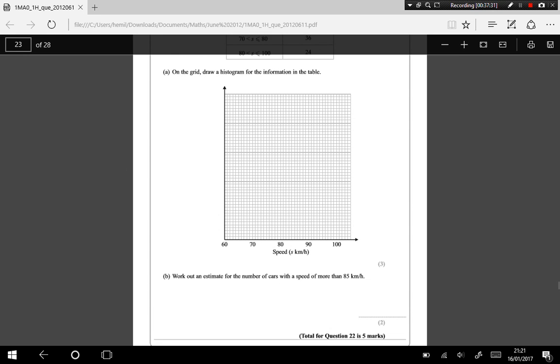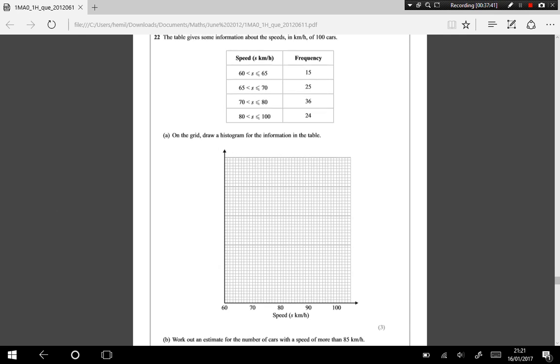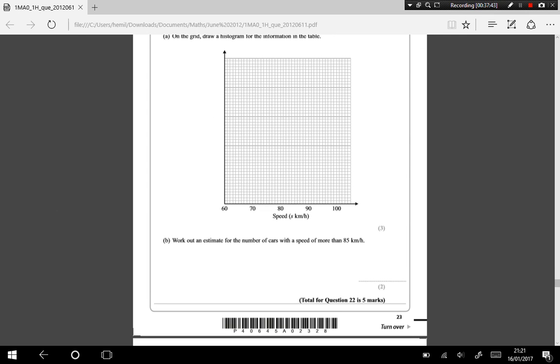And now heading to the next question, which says work out the estimate for the number of cars with a speed of more than 85. Well, I can't do this because I literally just took off the thing, but all you have to do is find 85 on here. So 85 would probably be halfway according to the question. Let me just attempt the question to make it easier for you guys.